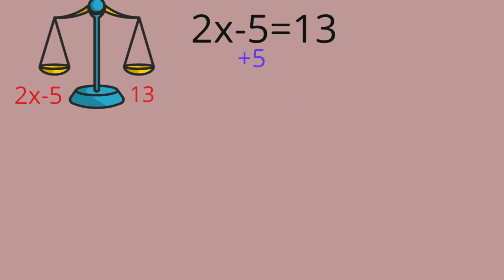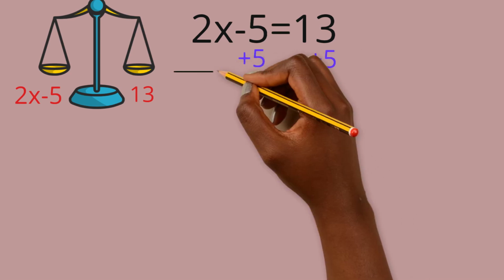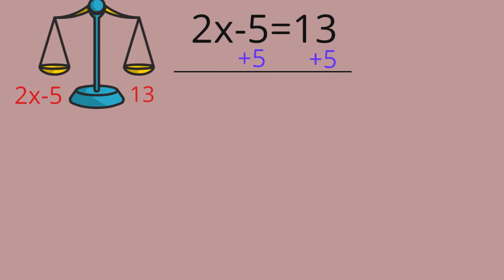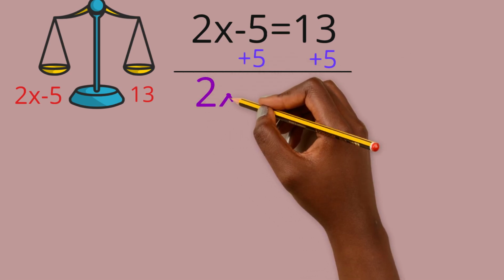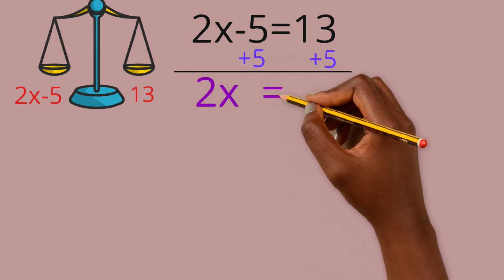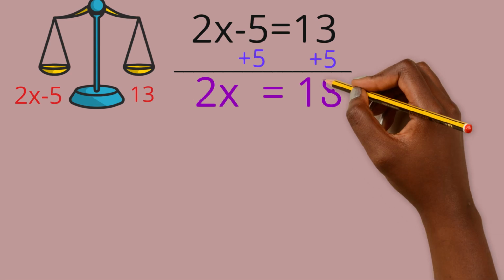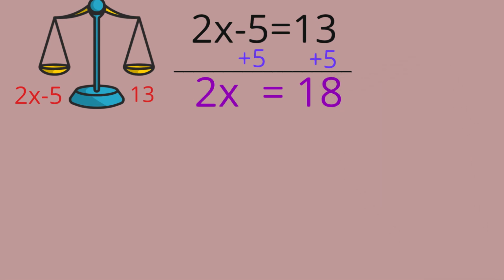Negative 5 inverse operation would be to plus 5. And anything I do on one side, I'm doing the same on the other side. That means we are left with 2x. Negative 5 plus 5 cancel each other out is equal to 13 plus 5, which would be 18.